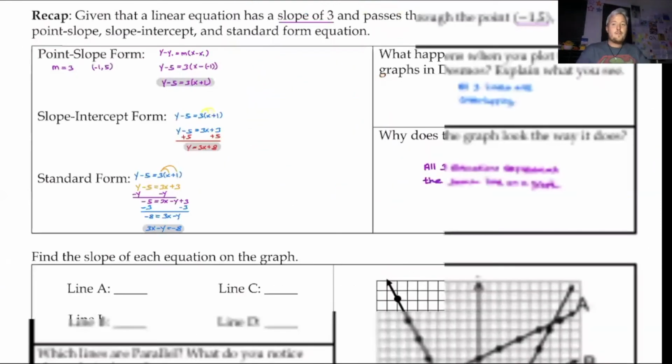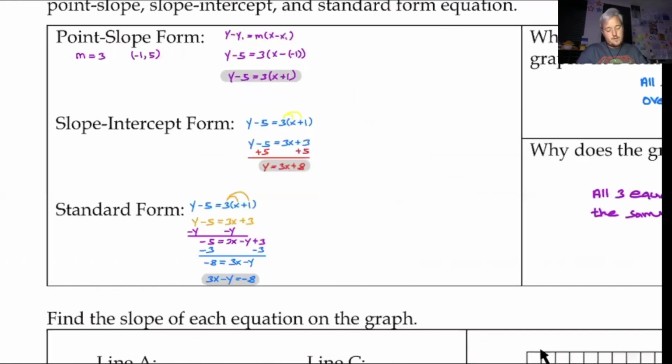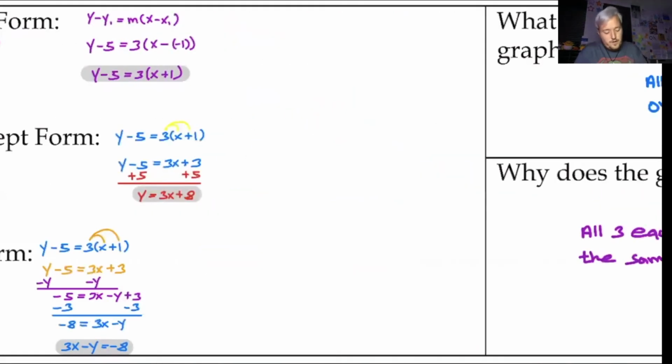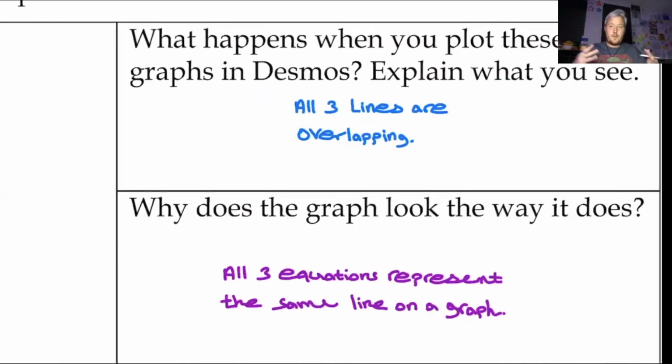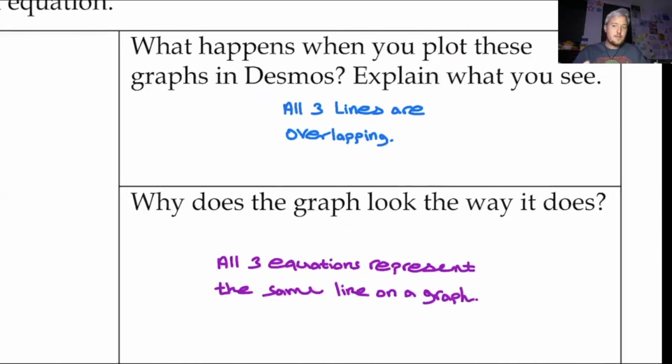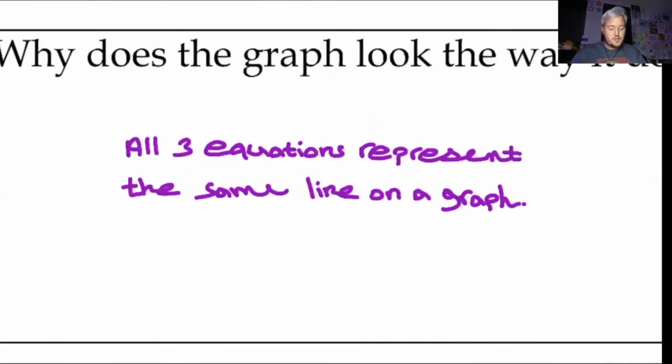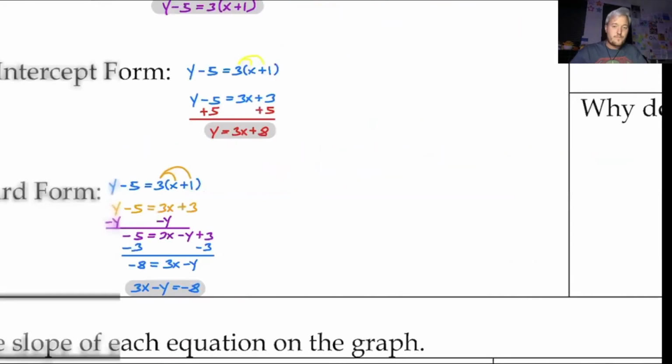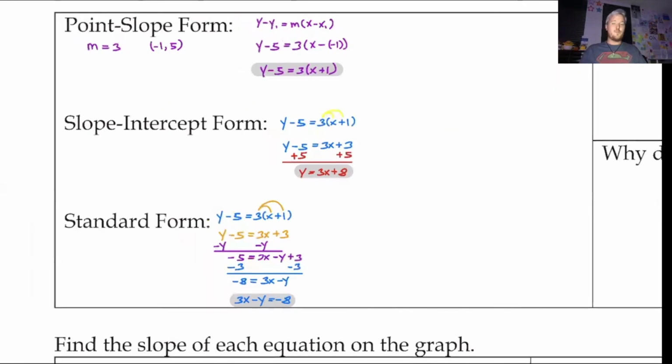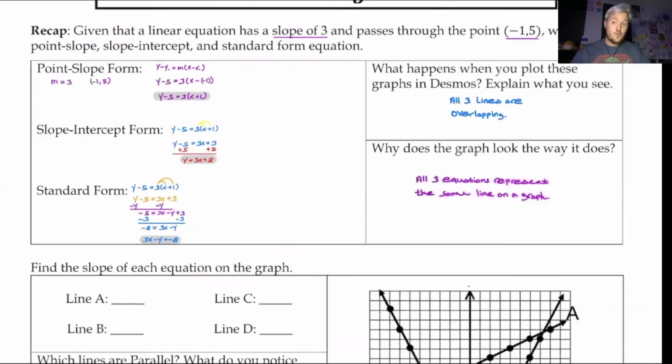All right, so now let's say I plotted all three of these on a graph. If I plotted all three of them, all three of these lines are going to be overlapping. Because they're overlapping, that means all three of those different equations represent the same exact line. Even though I have it written in point-slope form, slope-intercept form, and standard form, if they're overlapping, they're three different forms representing the same equation. So that's also a really good way to check to see if your equation is right in Desmos.